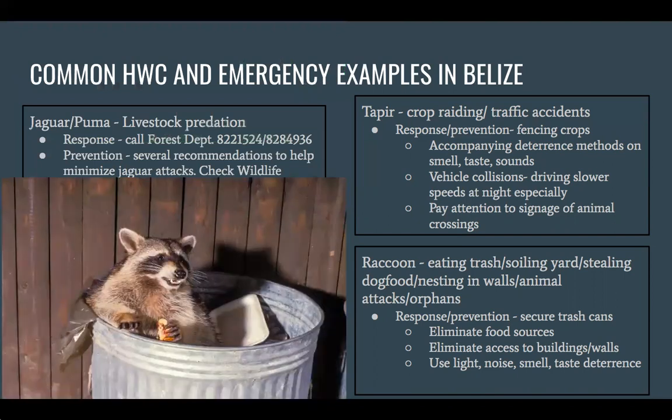And then we have the raccoons that eat our trash, damage our yards, steal dog food, nest in our walls, attack animals or are attacked by our domestic pets, and orphans that some people come across. So the response prevention for these is to properly secure trash cans, eliminate all food sources from outside the house, eliminate access to the buildings, to the walls, fix the roofings, replace torn screens in windows or broken glass in windows.